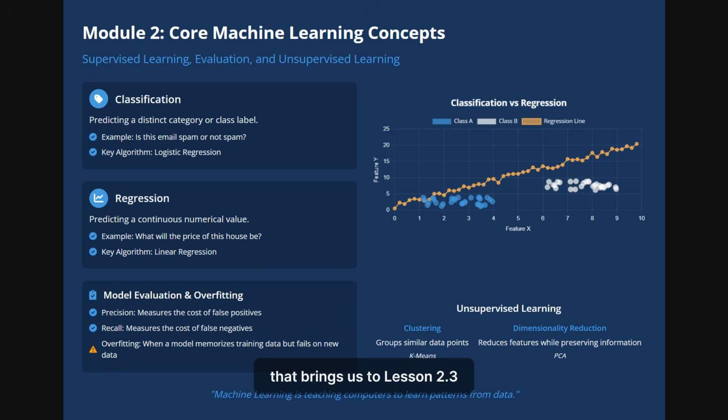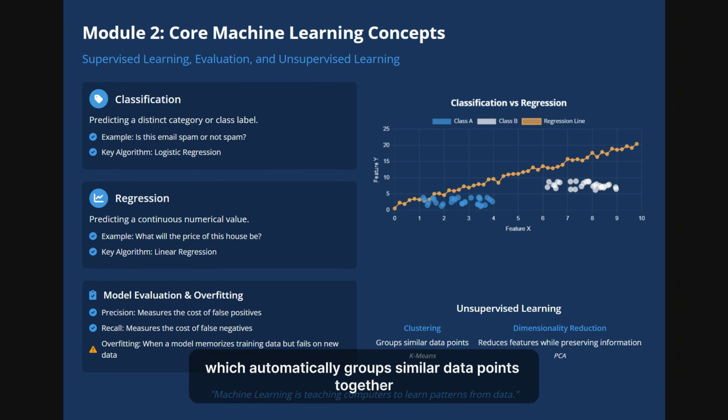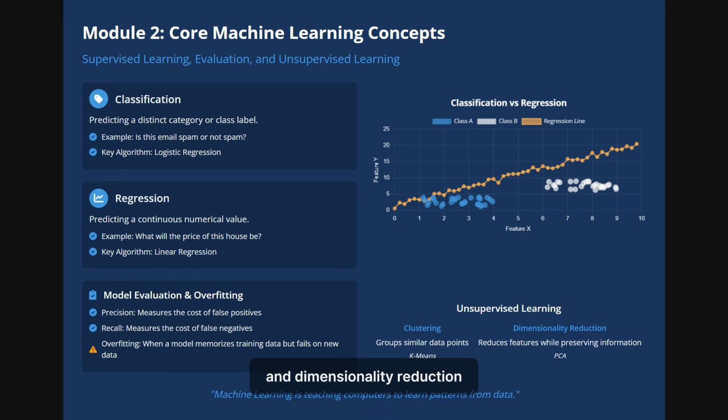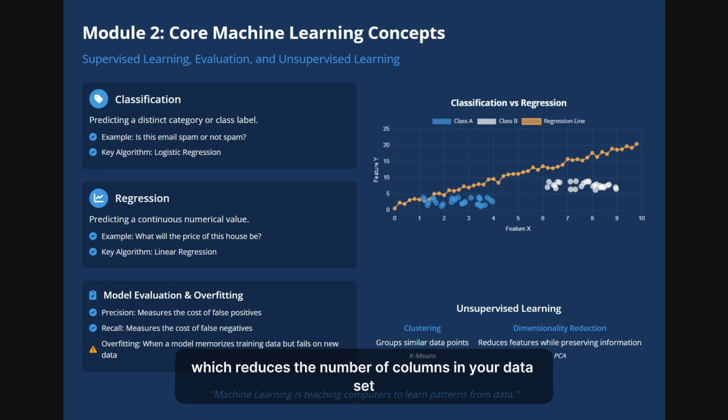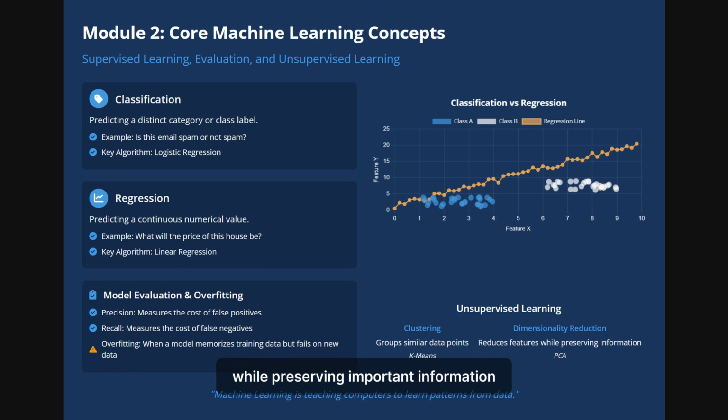That brings us to Lesson 2.3, Unsupervised Learning. Here, you just have a mountain of raw data and you want to find hidden structures. The two main tasks are clustering, which automatically groups similar data points together, and dimensionality reduction, which reduces the number of columns in your dataset while preserving important information. The key algorithm for clustering is k-means, and for dimensionality reduction, it's principal component analysis, or PCA.